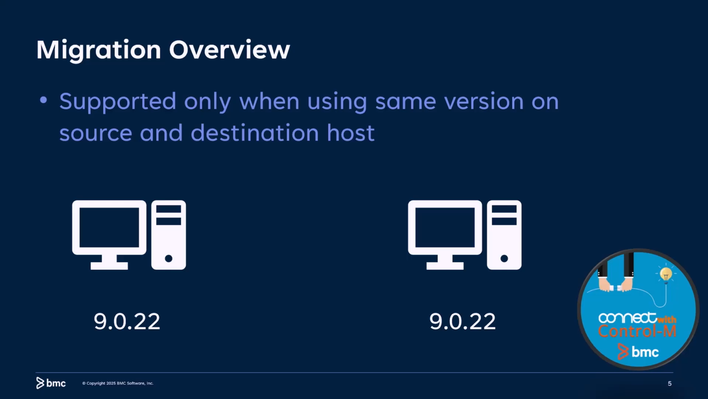A quick note on migrations. As standardized since 920, Control M supports migration only between hosts running the same version. So, if you're planning a hardware refresh or moving environments, both source and target must be on matching versions for the migration to proceed.